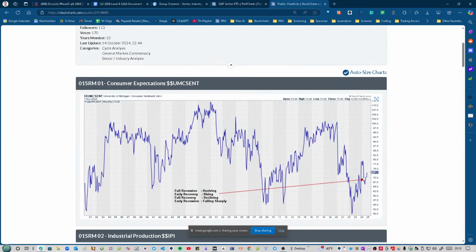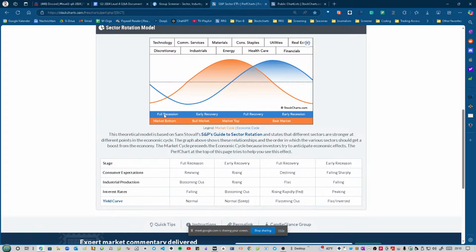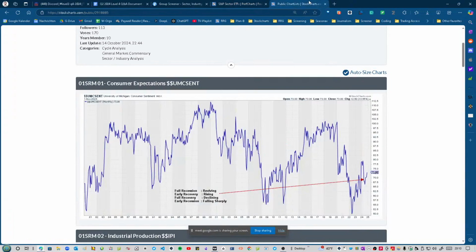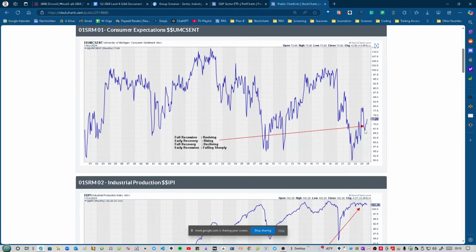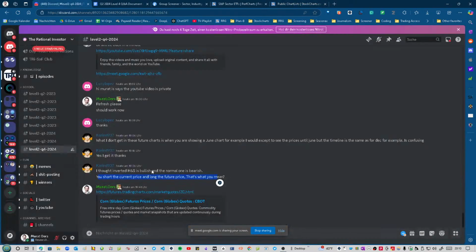You have to look at the price here. Is it falling, rising, or declining? You see here also the explanation if we are in a full recovery, early recovery, full recession mode. What you can also see here at the bottom, full recession, early recovery, and so on. It would take too much now to explain this. Maybe in week 12 I can go into this again. But you can go over this chart list, and like I said, let me quickly share this with you guys.